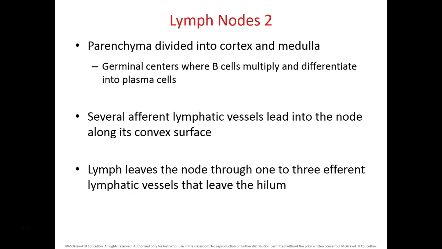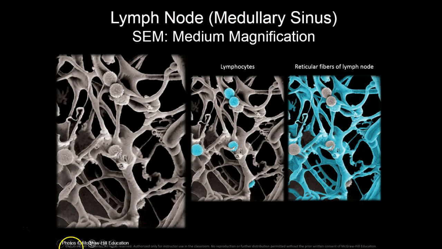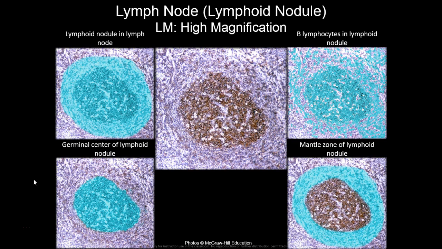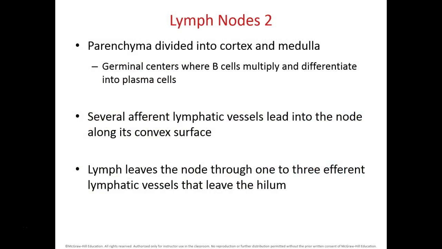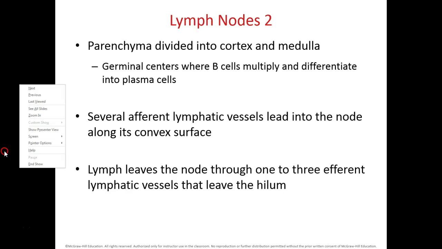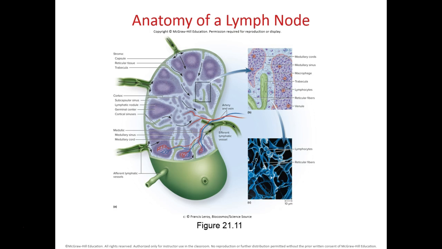and these lead into the node. So afferent means towards the node, into its convex surface, and we'll look at that in a moment. And then lymph leaves the node through 3 efferent lymphatic vessels that leave the hilum. And that's where those blood vessels and nerves come in.